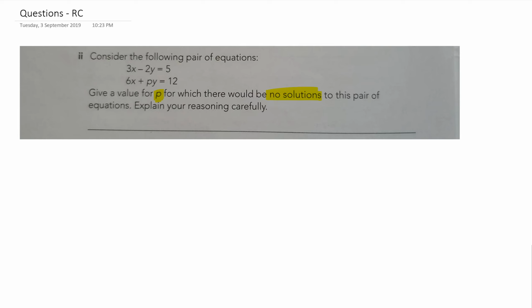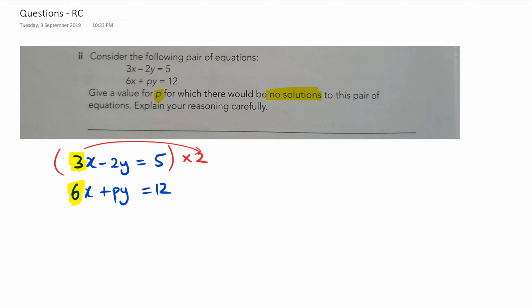So I've got 3x minus 2y equals 5, and I've got 6x plus py equals 12. Now I'm going to look at the coefficients of x. We've got coefficients of x here as 3 and 6. So I'm going to multiply the top equation here by 2. When I do this, I get 3x times 2 is 6x, minus 2y times 2 is minus 4y, and then 5 times 2 equals 10.